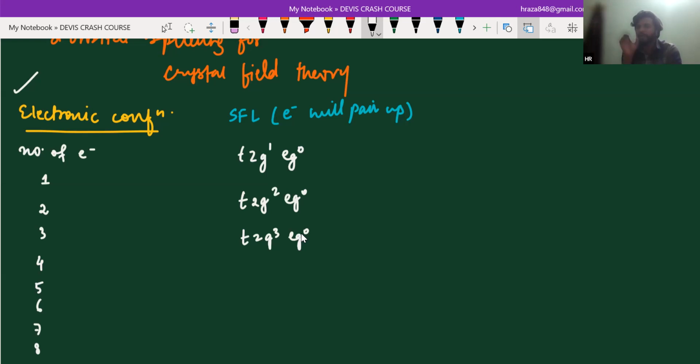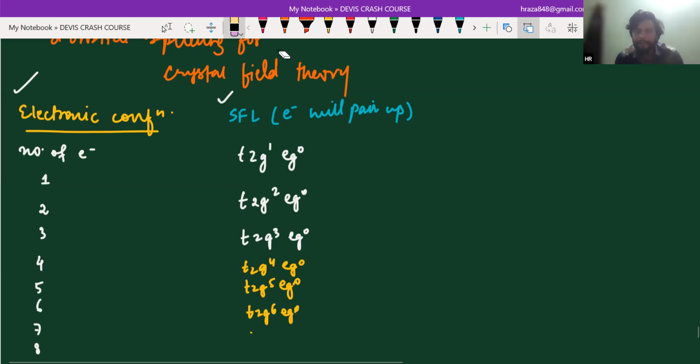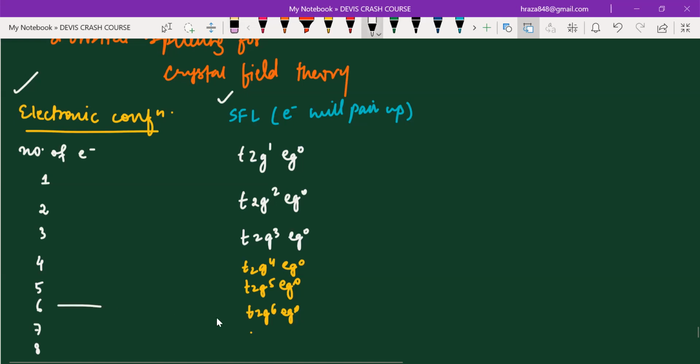Because in the lower energy level, we had 3 orbitals, right? Now, if you are going to fill the fourth electron in EG, it will be wrong for SFL, a strong field ligand, because in a strong field ligand, the electrons pair up. So again, the fourth electron will come to T2G4, EG0. Again, T2G5, EG0. Then T2G6, EG0. T2G7, up to this. Is that clear? Are you getting my point?